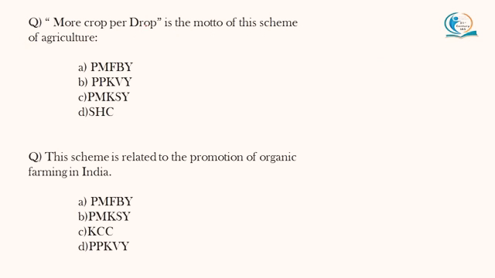A prelims question would be like, more crop per drop is the motto of this scheme. We have already discussed this in our previous slide. The answer is Pradhan Mantri Krishi Sinchai Yojana, option C. This scheme is related to the promotion of organic farming in India, and the answer is Paramparagat Krishi Vikas Yojana. The option is D.